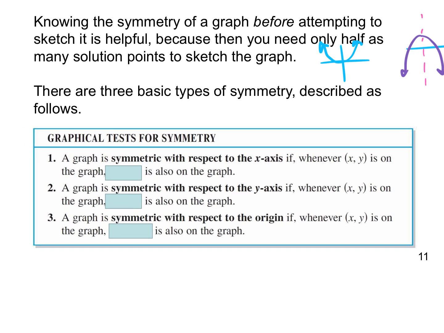So a graph is symmetrical with respect to the x-axis whenever x comma y is on the graph, and also x comma negative y is on the graph. So if it's symmetric on the x-axis, the x's stay the same, the y's are what change signs. If it's symmetric around the y-axis, the y's are going to stay the same. So x comma y is on our graph, so is negative x comma y. And a graph that's symmetric with respect to the origin, if we have x, y on our graph, then so is negative x, negative y.